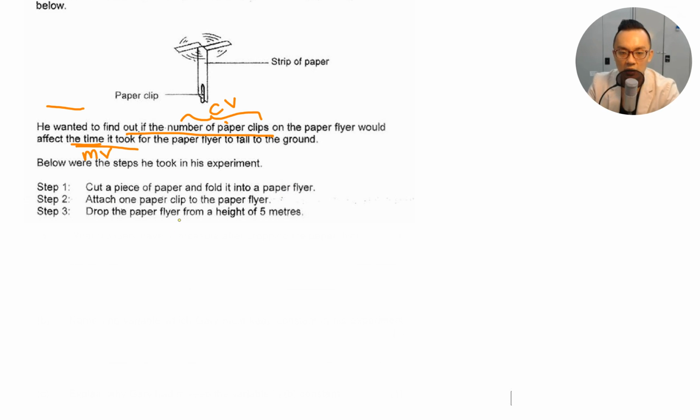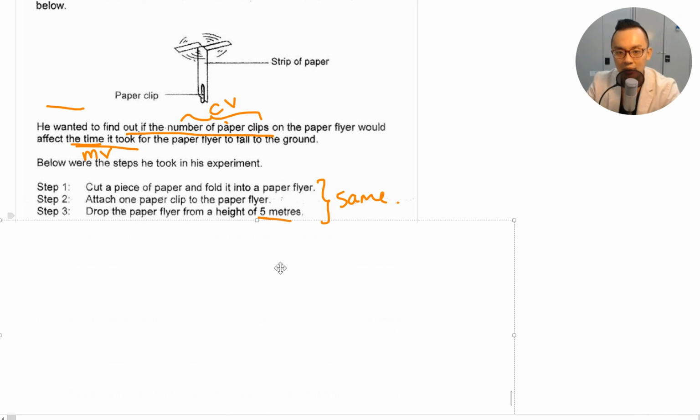Below are the steps he took. He cut out the flyer, attached one paper clip, and dropped it from a height of 5 meters. So everything else except this should remain the same, no matter what happens. Same paper, same height, but a different number of paper clips because that's the changed variable. Everything else should remain the same: location, same time, and so on.